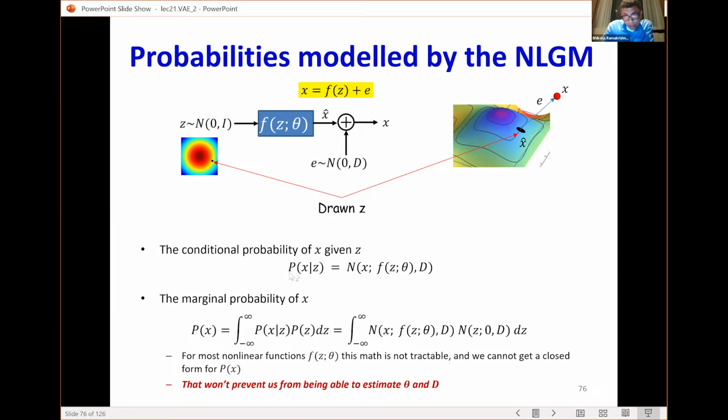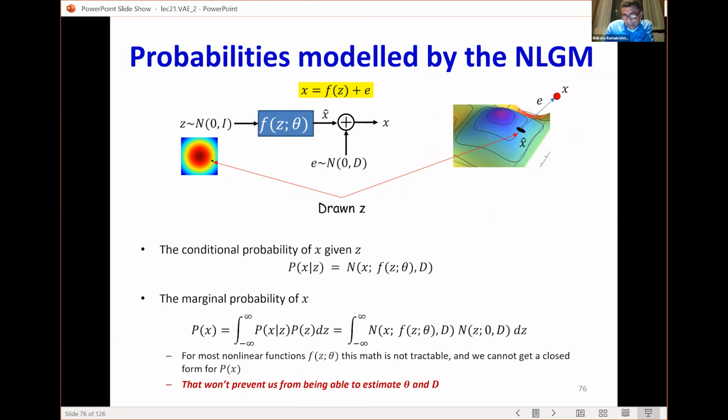The conditional probability of p of x given z is, because E is a Gaussian, if I give you z, f of z is just a constant. And so the distribution of x given z is simply going to be the distribution of E with the mean shifted to f of z, right? And so p of x given z is a Gaussian with mean f of z and covariance d, right? This making sense?